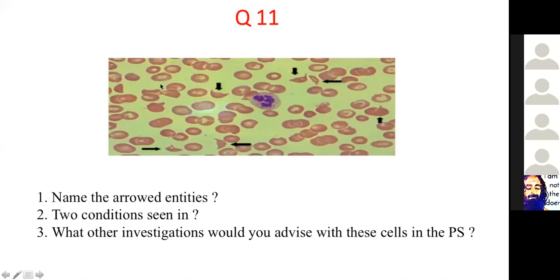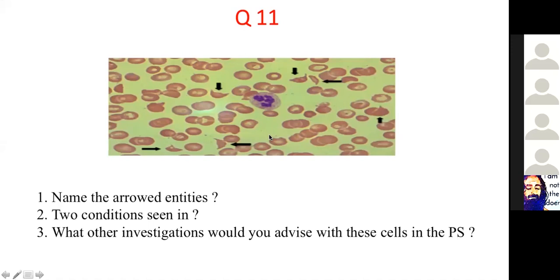So I think many of you have said schistocytes and HUS. So that's the right answer. These are broken cells. They are not really typically the bite cells and they are of different morphology. They are schistocytes typically seen in HUS or TTP.